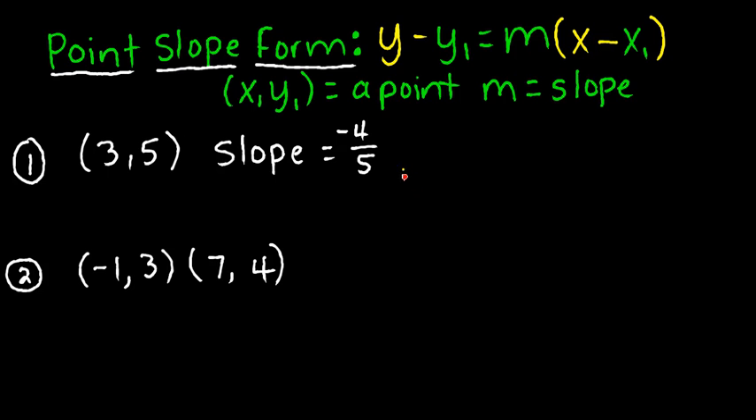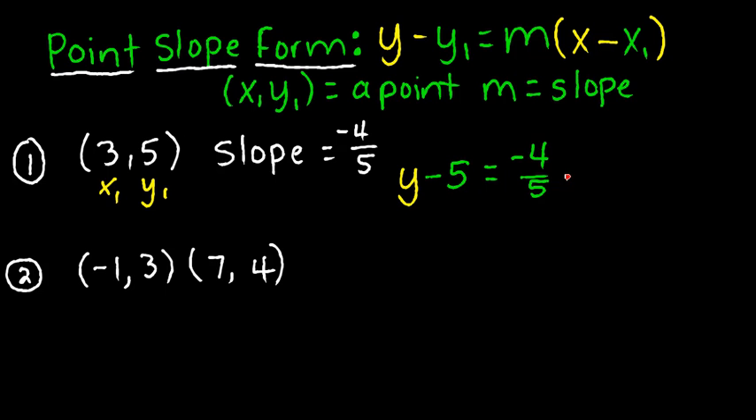So I know that my y is going to stay, and I'm going to subtract from it the y value. Well, in this case, my y value is right here. I'm going to go ahead and label these x1, y1. All right, so I'm going to write y minus, I'll write this part in green, y minus 5 equals, and then my slope. Well, my slope is given to me. It's negative 4/5.